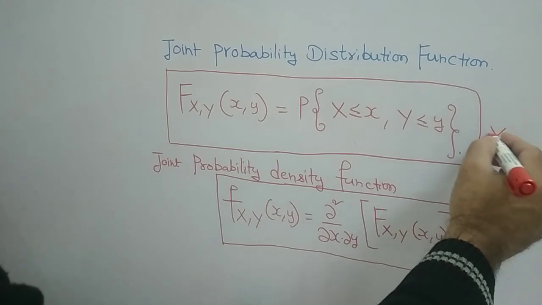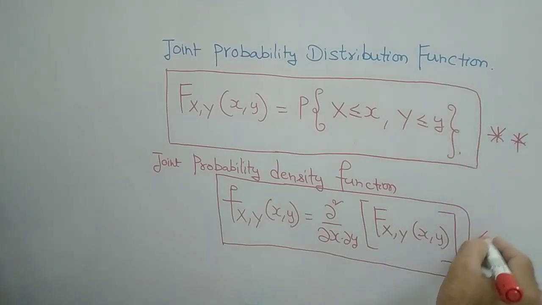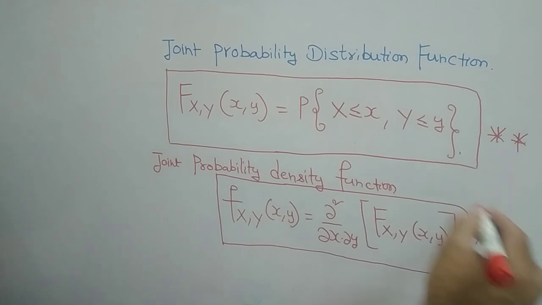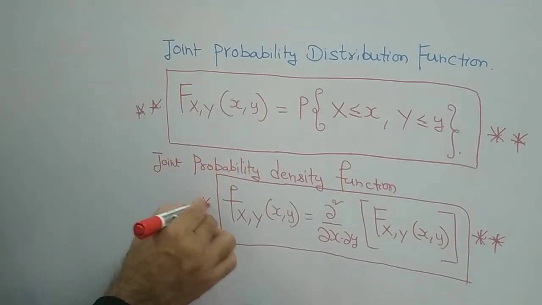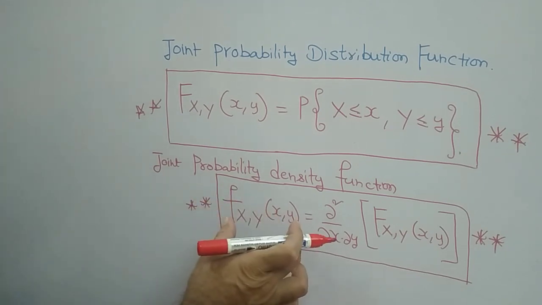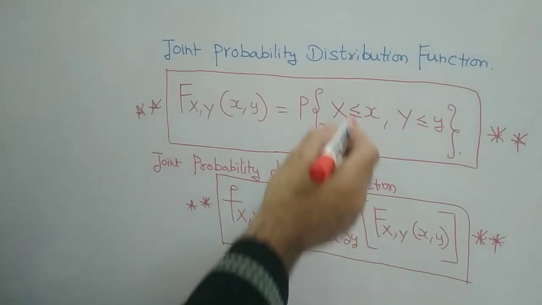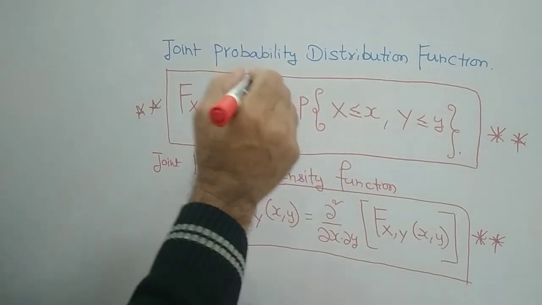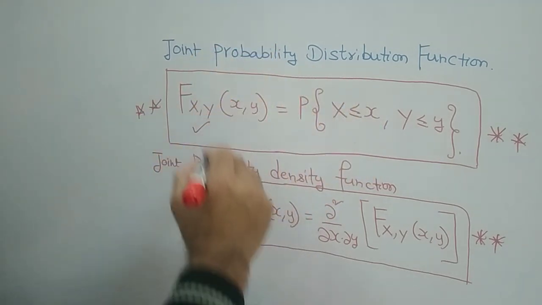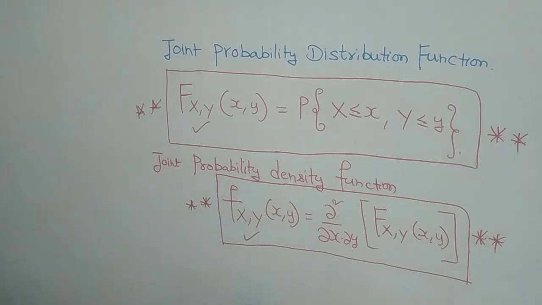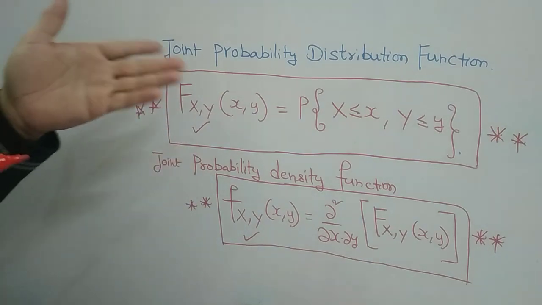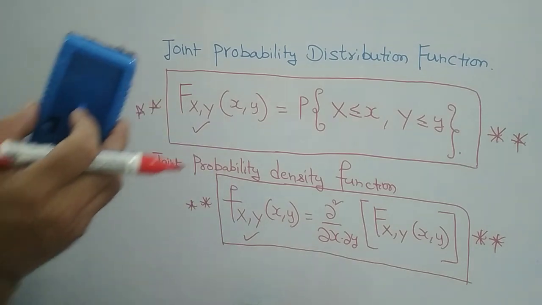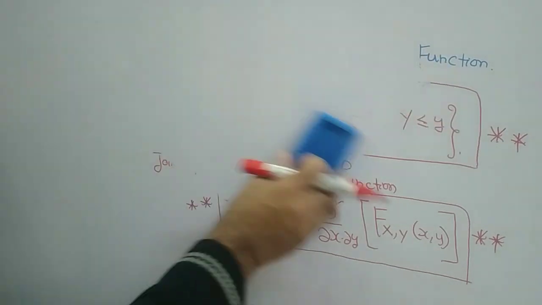These are very, very important formulas. Must note down, must remember this. Joint probability distribution, joint probability density function. This is the probability density function. This is the joint probability distribution function. This is the distribution. This is the density function. Very clear. Now, let us see some of the very important properties of these two, the distribution function as well as the density function.